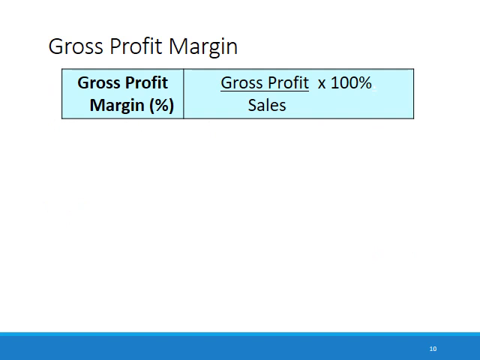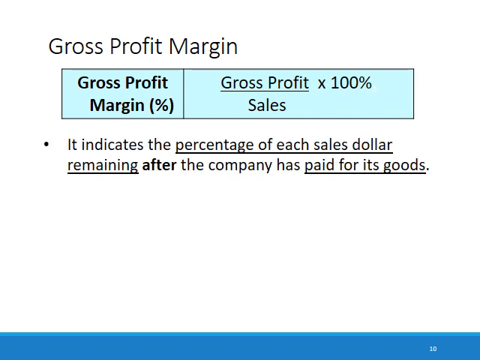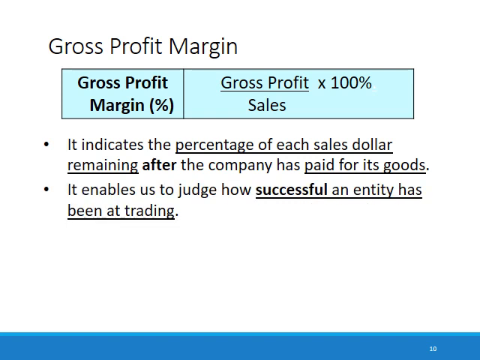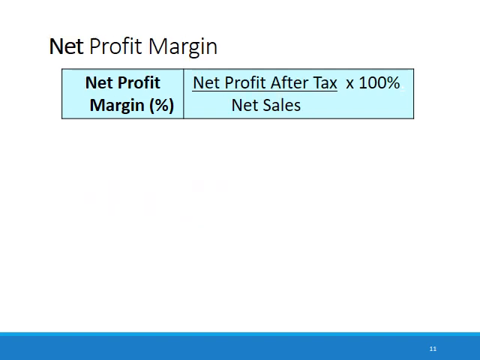Gross profit margin equals gross profit divided by sales times 100%. It indicates the percentage of each sales dollar remaining after the company has paid for its goods. So basically, in short, gross profit is derived after sales, that is sales minus cost of goods sold. This enables us to judge how successful an entity has been in trading.